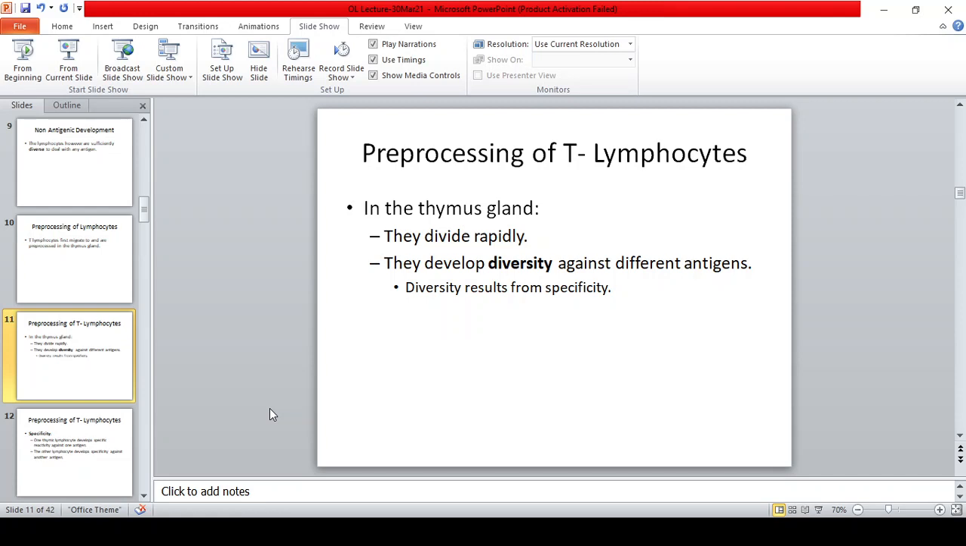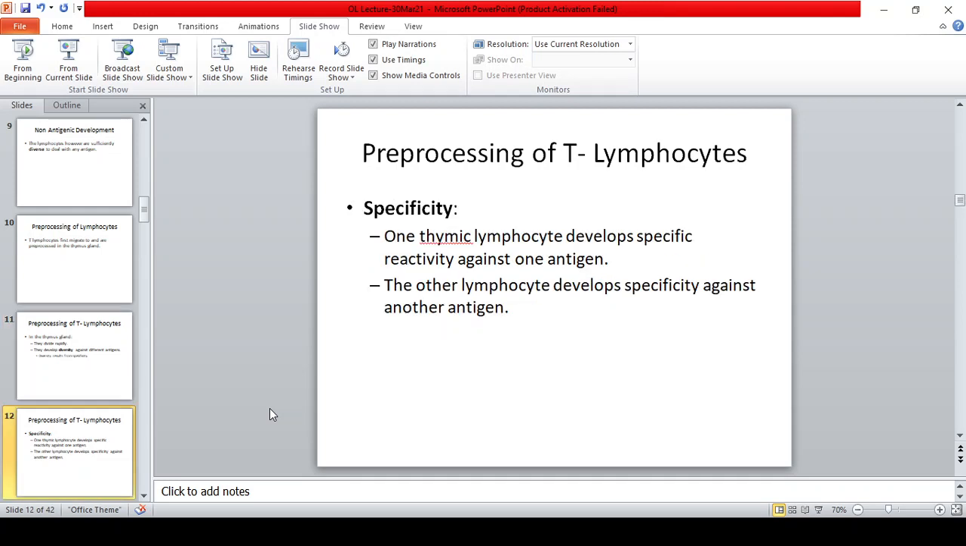And keep in mind that the diversity results from specificity. So what is the specificity? Specificity is that one thymic lymphocyte develops specific reactivity against one antigen, and the other lymphocyte develops specificity against another antigen, as I mentioned, the number 1, 2, 3, 4. So each lymphocyte will react with a specific antigen, and this is known as the specificity.